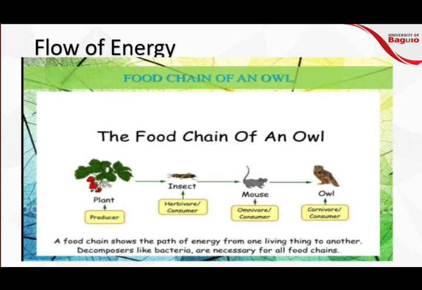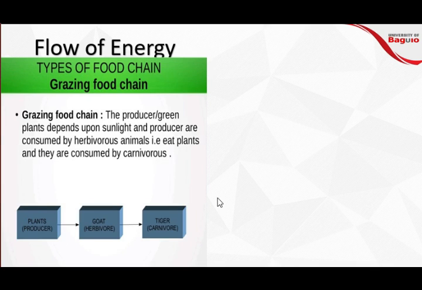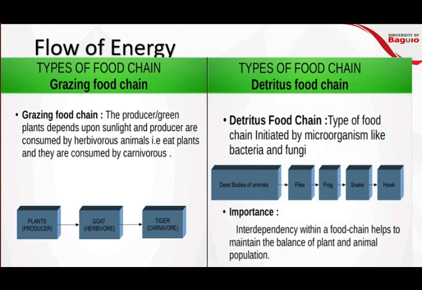When we talk about the food chain or even the food web, again, our keyword is a path of energy. It's a transfer of energy from one living thing to another. For example, we have the producer, a plant, a consumer which is a herbivore, another consumer which is an omnivore, and another which is a carnivore. My dear classmate, there are two different types of food chain: the grazing food chain and the detritus food chain.